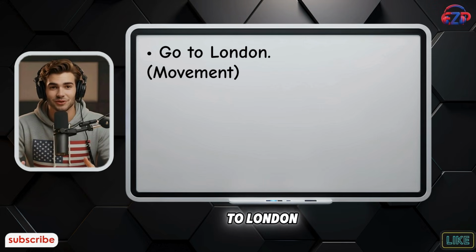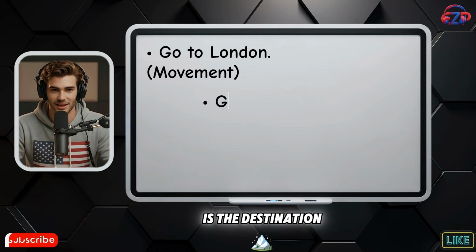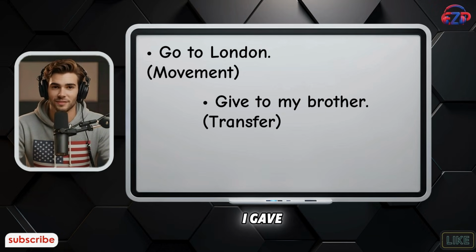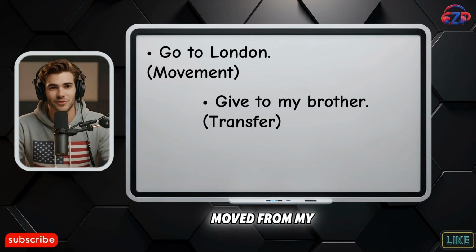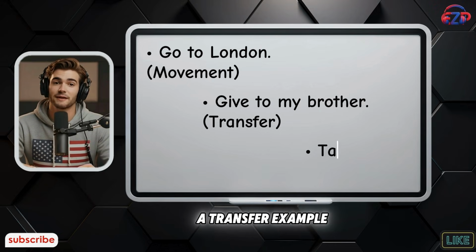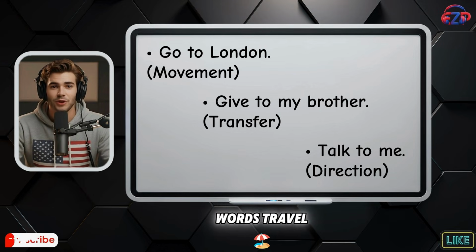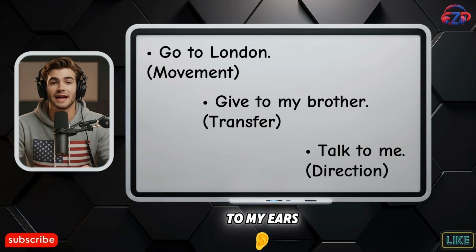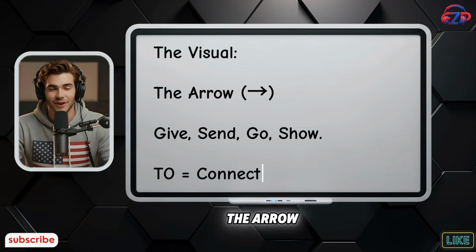Example 1. I am going to London. Why? Because you are moving physically. London is the destination. Example 2. I gave the key to my brother. Why? Because the key moved from my hand to his hand. It was a transfer. Example 3. Talk to me. Why? Because your words travel from your mouth to my ears. It is a direction.